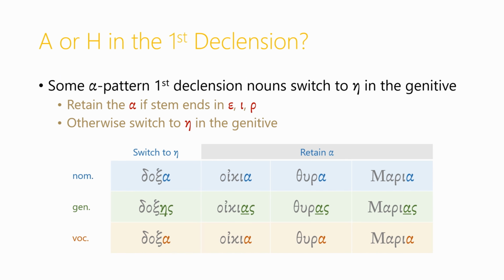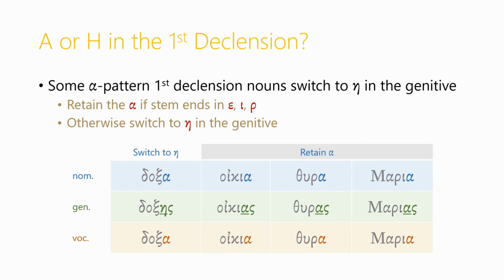We can use an example here, doxa, which ends with an alpha, and we would expect the connecting vowel to continue to be alpha, but it's not. The genitive form is doxes. The rule here is that you retain the alpha in the other cases if the stem of the word ends in epsilon, iota, or rho. So doxa switches to eta in the genitive and the other cases because the stem ends in xe, which is not epsilon, iota, or rho.